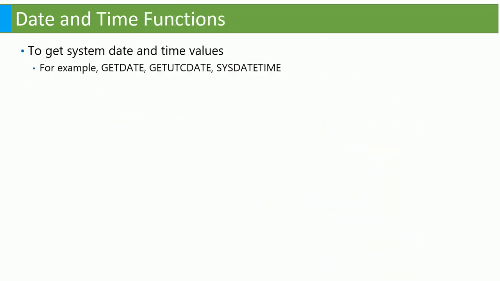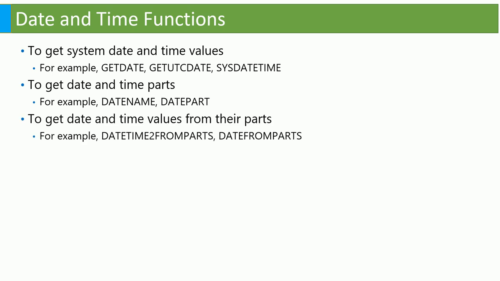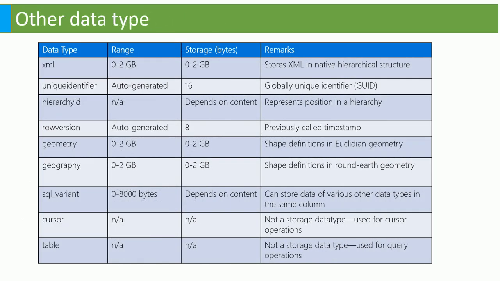Now, date and time functions. Here I describe something more about the functions to get the system date and time: GETDATE, GETUTCDATE, or SYSDATETIME. So these are the examples. To get date and time parts, there are DATENAME and DATEPART, and here is how to get date and time values for their parts. These are the commands I took from the Microsoft site, so you can use them if they are useful.